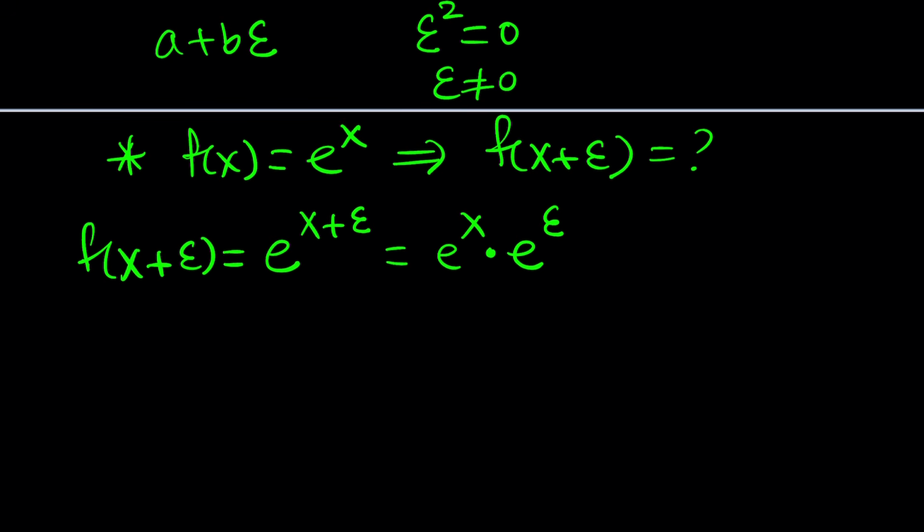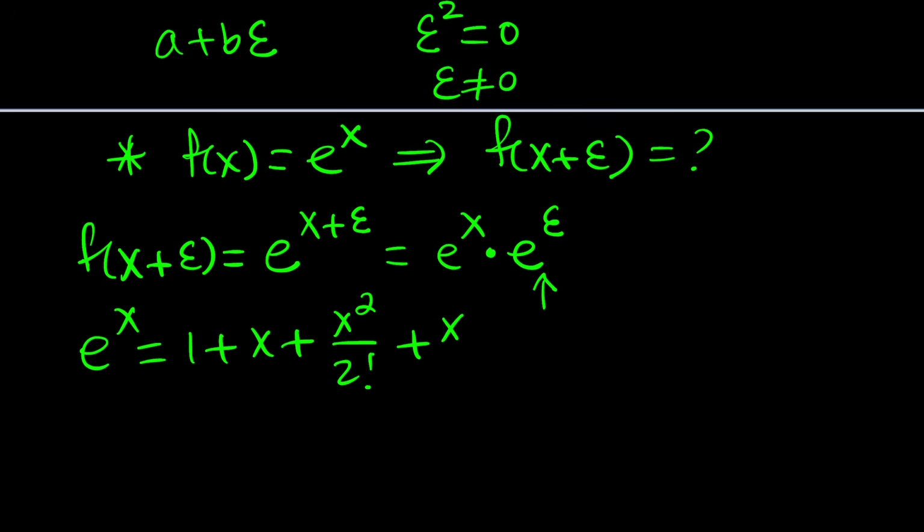So e to the power x is just a function, but how do you simplify e to the power epsilon? There's a really cool way of doing it. The power doesn't make sense, does it? It's a number whose square equals 0, but the number itself is not equal to 0. So we can actually use the Taylor series again for this one. And if you remember, e to the power x can be written as 1 plus x plus x squared divided by 2 factorial plus x to the third power divided by 3 factorial, and so on and so forth.